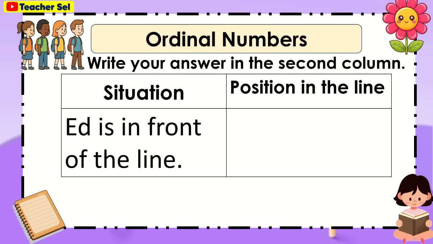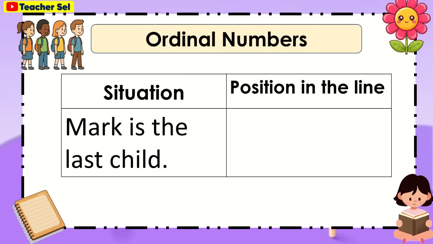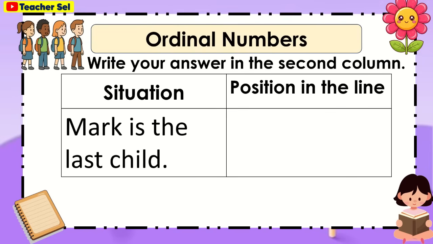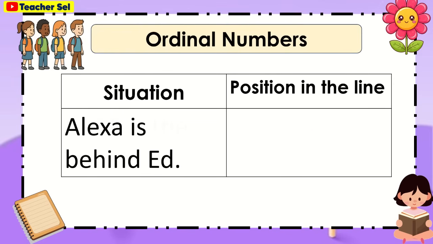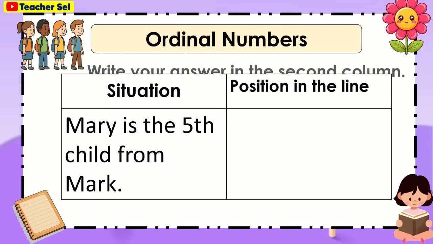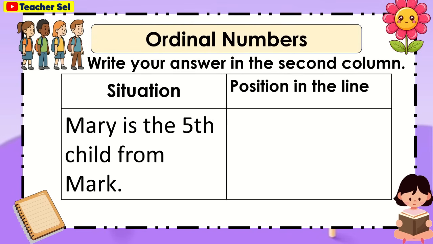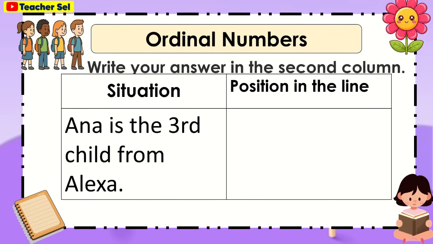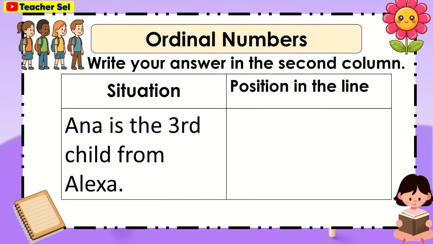Ed is in front of the line. The position in the line is first position. Mark is the last child. 20th position. Alexa is behind Ed. Second position. Mary is the fifth child from Mark. 15th position. Anna is the third child from Alexa. 5th position.